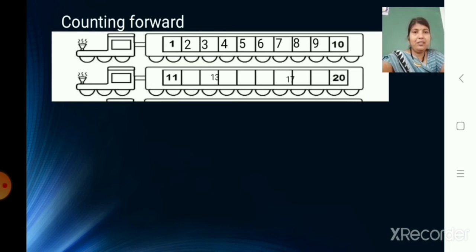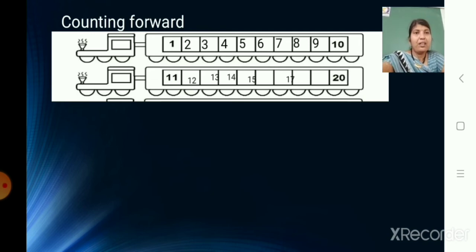Now see the next one. Now here we are starting counting from 11. If you add 1 to 11, you will get the answer, the after number of that number. 11's after number is 12. After 12 comes 13. So 13 is already written there. After 13 comes 14. After 14 comes 15. Yes, what are we doing? We are adding, or we are finding the after number each time.